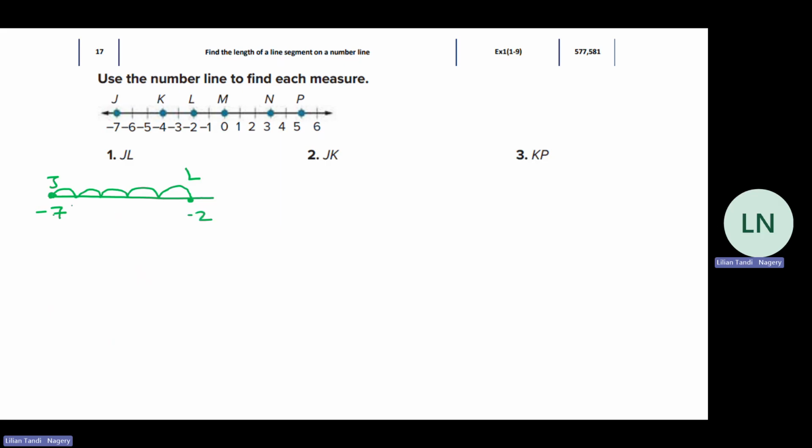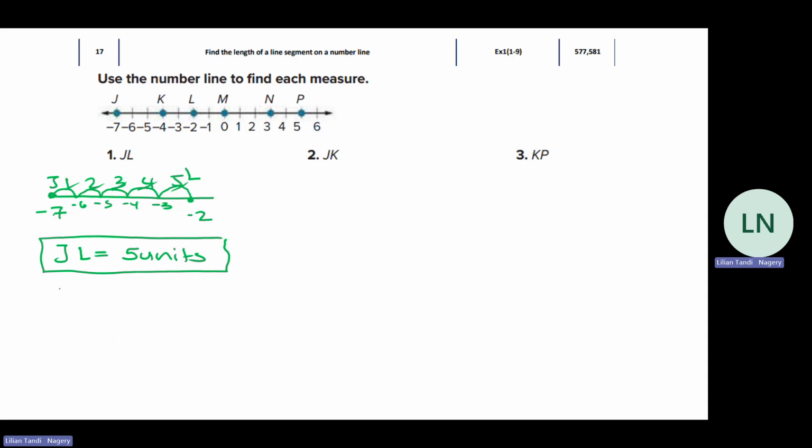Then I confirm -6, -5, -4, -3. Then I count 1, 2, 3, 4, 5. Right. 1, 2, 3, 4, 5. So JL equals 5 units. And you box your answer.